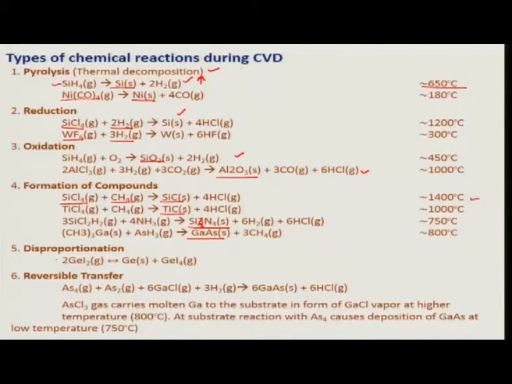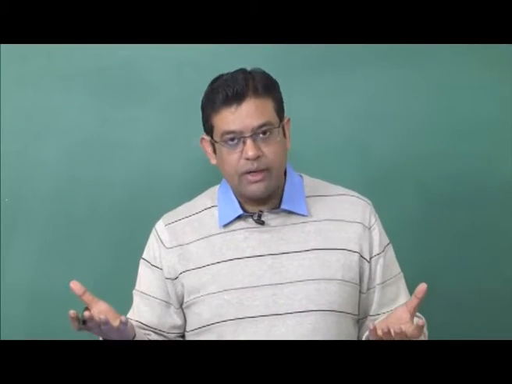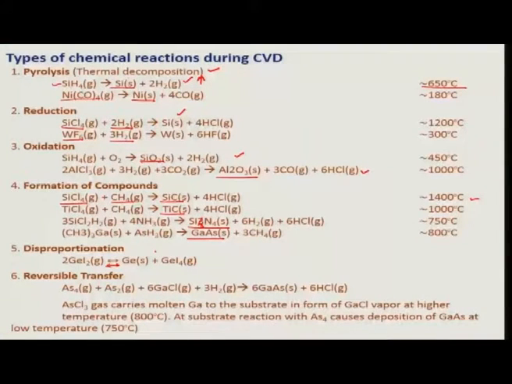You can also have a disproportionation reaction, such that this reaction goes in both ways. It is both backward and forward, and it depends on the temperature. If the substrate is slightly cooler, then this reaction may go forward, and from this gas you will get germanium and GeI4, tetraiodide, from diiodide. Or if your substrate temperature is higher, then you will get this reaction in the backward direction, and these two will combine to give you diiodide.